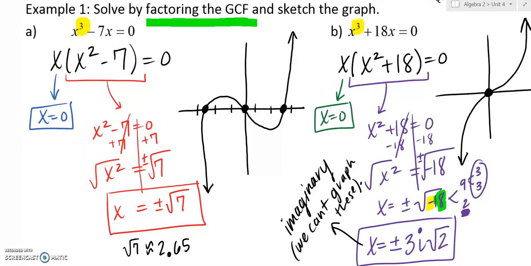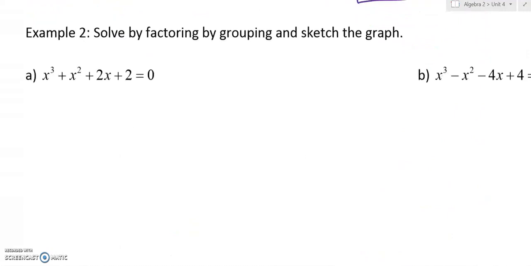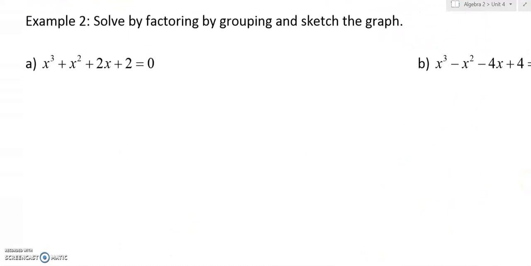Otherwise, moving on to our next type of example, example 2. Solve by factoring, but with the method of grouping. So different way, different method. This is what I like to do. Take the first two, chunk them together. Group them.